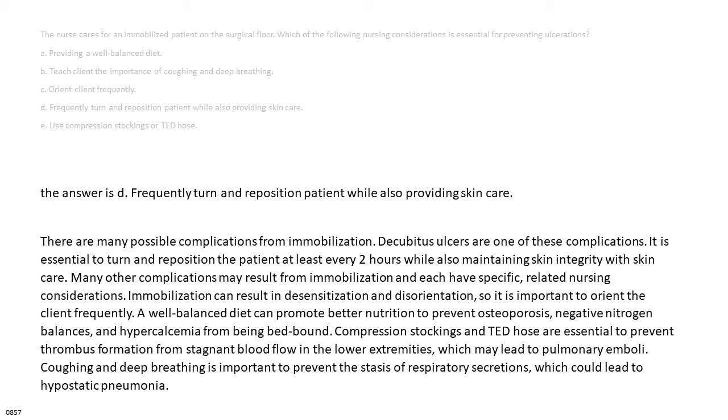Immobilization can result in desensitization and disorientation, so it is important to orient the client frequently. A well-balanced diet can promote better nutrition to prevent osteoporosis, negative nitrogen balances, and hypercalcemia from being bedbound. Compression stockings and TED hose are essential to prevent thrombus formation from stagnant blood flow in the lower extremities, which may lead to pulmonary emboli. Coughing and deep breathing is important to prevent the stasis of respiratory secretions, which could lead to hypostatic pneumonia.